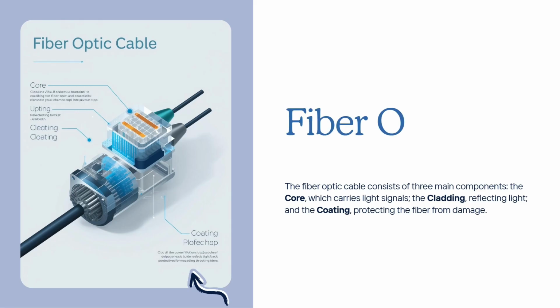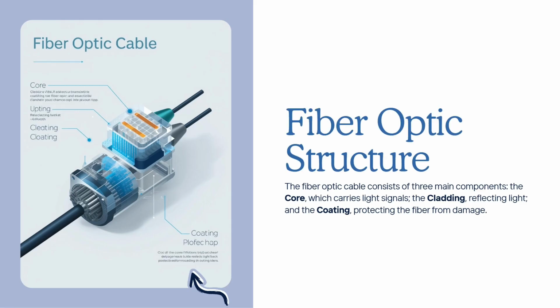Next, that light travels through the cable. A fiber optic cable isn't just one thing, it has three main layers: the core, the cladding, and the coating. The core is the tiny glass center where light actually travels. The cladding is a mirror-like layer wrapped around the core that keeps the light bouncing inside. And the coating is the tough outer jacket that protects the glass from breaking or from getting wet.